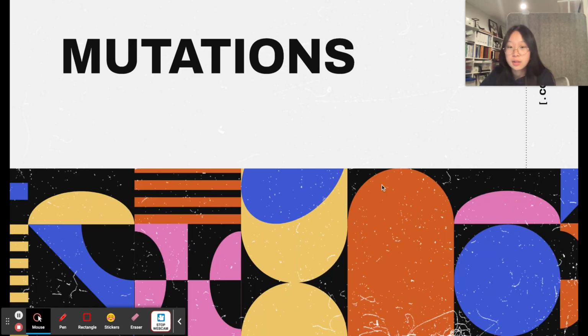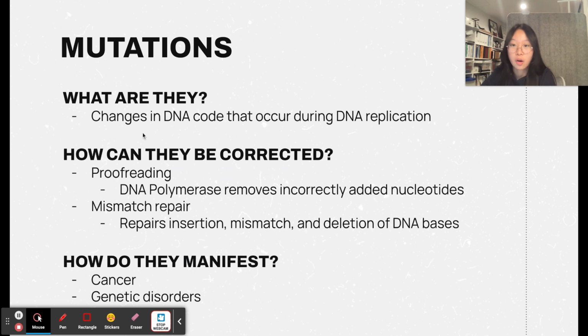Next, I'll be talking about mutations. Mutations, what are they? Mutations are changes in DNA code that occur during DNA replication. How can they be corrected? Through proofreading and mismatch repair. DNA polymerase removes incorrectly added nucleotides, and mismatch repair repairs insertion, mismatch, and deletion of DNA bases. And how do they manifest? They manifest through cancers and other genetic disorders.